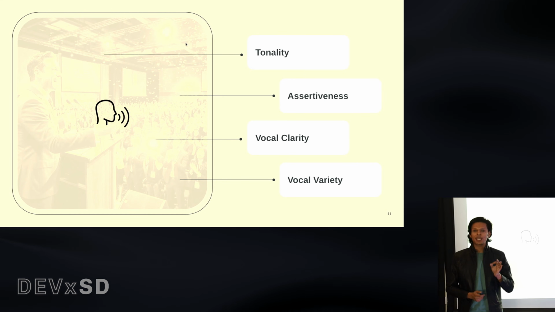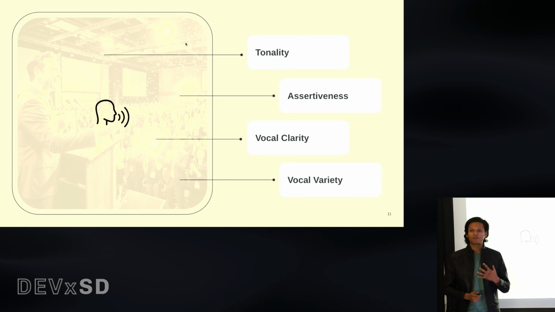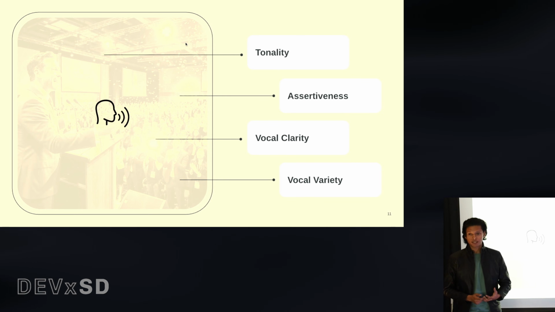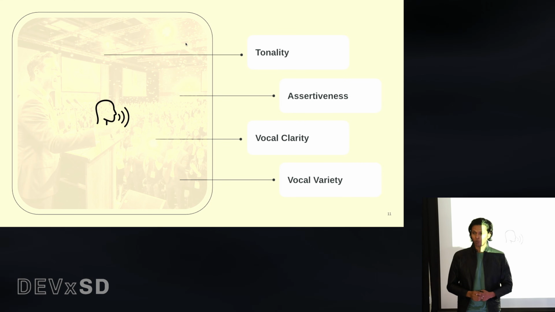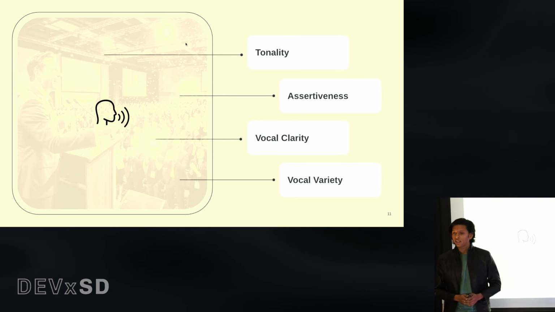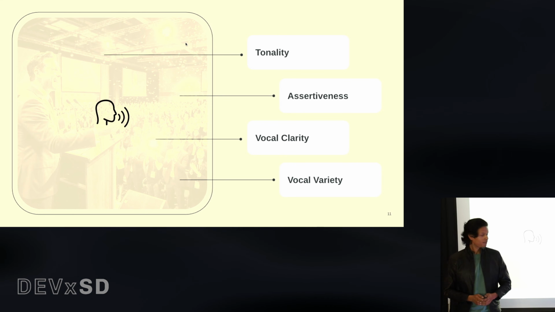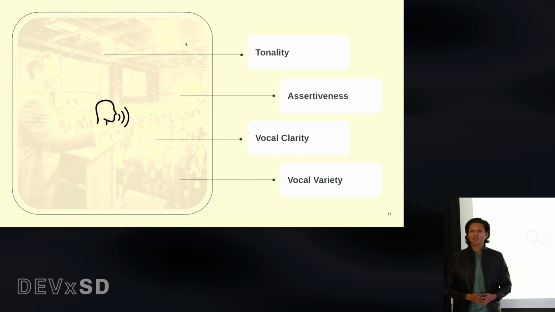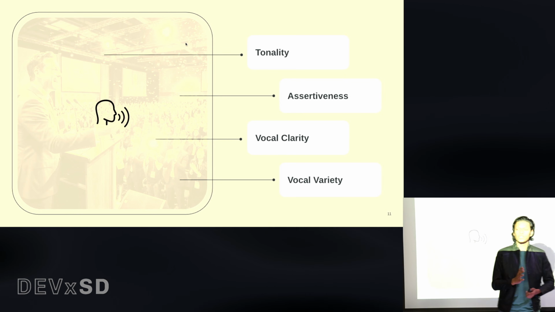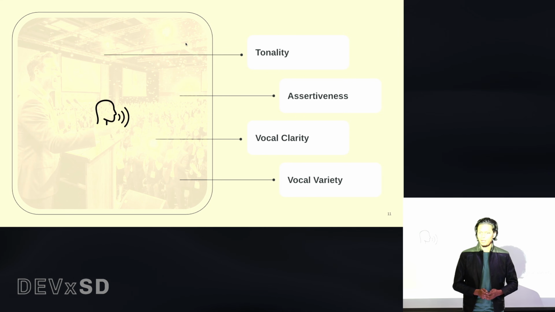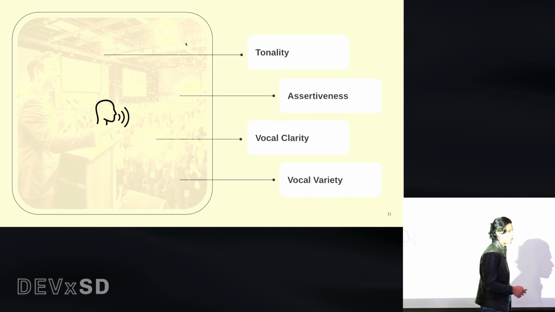Assertiveness. Are you saying things firmly? Do you have firm belief in your ideas? Or are you wishy-washy? Vocal clarity is, are you enunciating and pronouncing your words and sentences clearly? Or are you just mumbling? And vocal variety is, are you incorporating pauses? Are you incorporating different pitches and volume in your speeches or presentations or interviews?